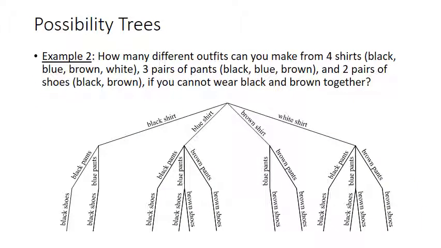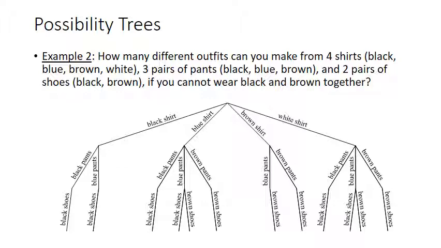Okay, so now let's look at a similar example, but a little bit different. Example 2: how many different outfits can you make from 4 shirts, 3 pairs of pants, and 2 pairs of shoes? It's the same amount of clothing as last time, those things that were on the last slide, but this time we're not allowed to wear black and brown together.